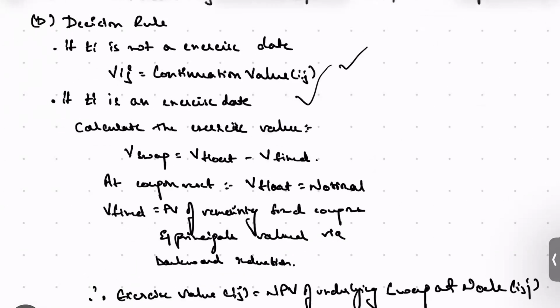The exercise value is the net present value of the underlying swap at node (i,j). A swap can be valued as a portfolio consisting of a fixed rate bond and a floating rate bond. For a payer swaption, the value is V(swap) = V(float) minus V(fixed). At a coupon reset date, the value of a standard floating rate bond is equal to the notional principal.